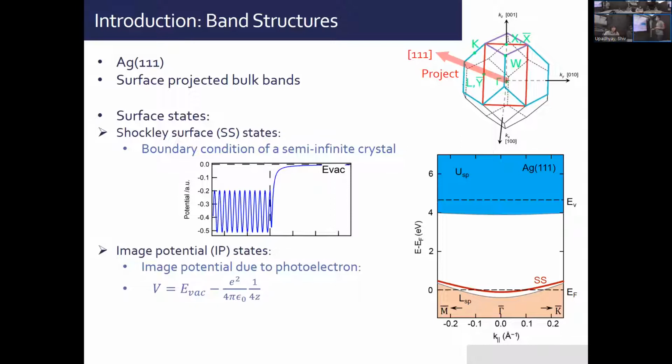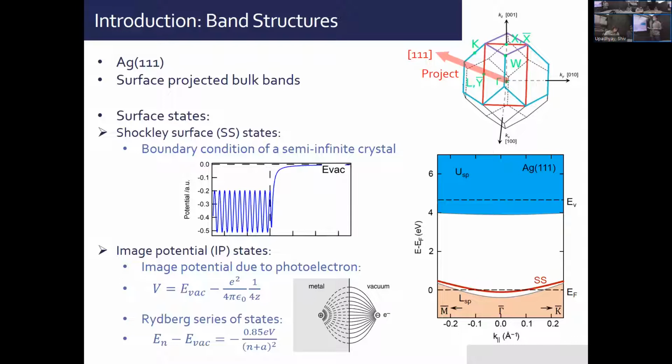Another kind is the image potential state. When we excite a photoelectron in front of the metal, from electromagnetism there will be an image potential. Solving this additional potential in the Schrödinger equation gives us a series of states, which we call the image potential states. For silver 101, the first image potential state lies in the band gap, and the higher order image potential states converge to the vacuum level.